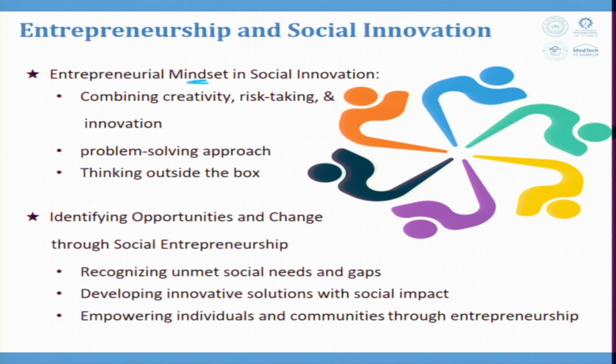When we are trying to identify opportunities and changes through social entrepreneurship, we recognize first the unmet social needs and gaps. This is very, very important. So, this is where the entrepreneurship and social innovation come together. Developing innovative solutions with social impact, for example, solar energy, right. Then empowering individuals and community through entrepreneurship. So, Grameen Bank. If you look at it, the social innovation leads to entrepreneurship. In this, entrepreneurship is nothing but scalability of the solution.